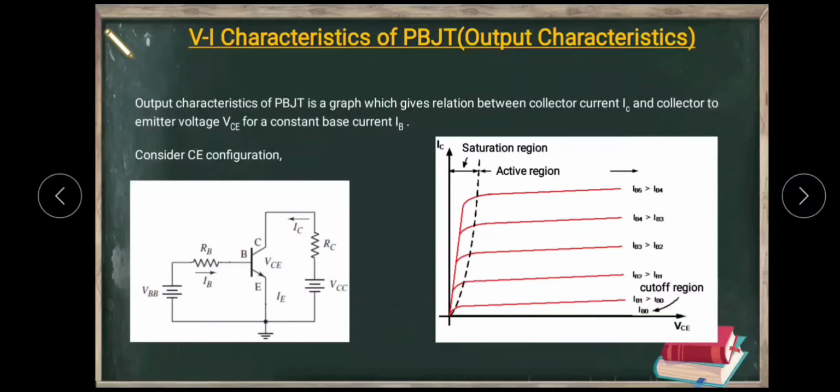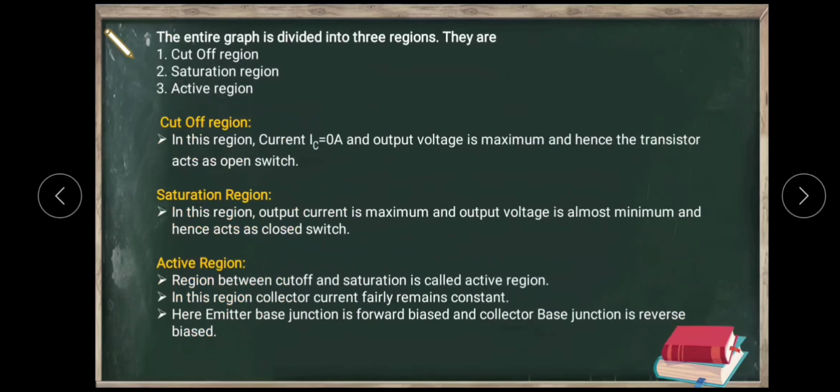So the entire graph is divided into three regions, that is cutoff region, saturation region, and active region. In cutoff region, IC is almost 0. Voltage may be anything, but IC is almost 0. In order to get 0 ampere, IB must be equal to 0. So transistor acts like an open switch. In saturation region, collector current is maximum. Hence, transistor acts like a closed switch. It is said to be on state.